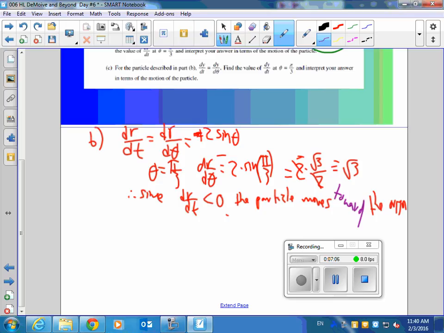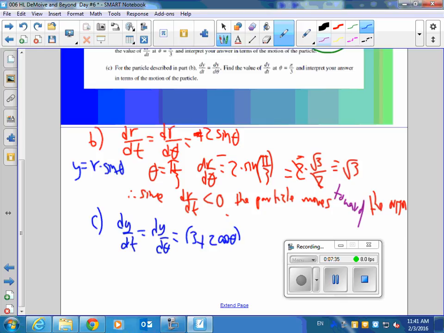And then for the particle described, find dy/dt and interpret that one. So with this one, you're just going to find dy/dt, which is equal to dy/d theta. So this is going to be, remember y is r sine theta. So you're going to have a hi-ho. Hi is 3 plus 2 cosine theta. Derivative of sine is cosine.